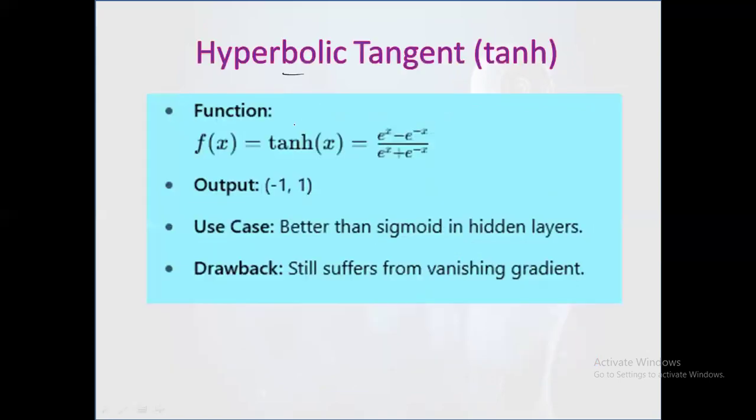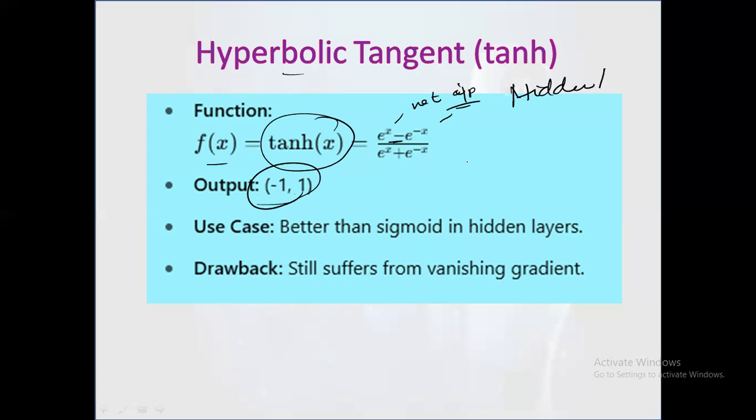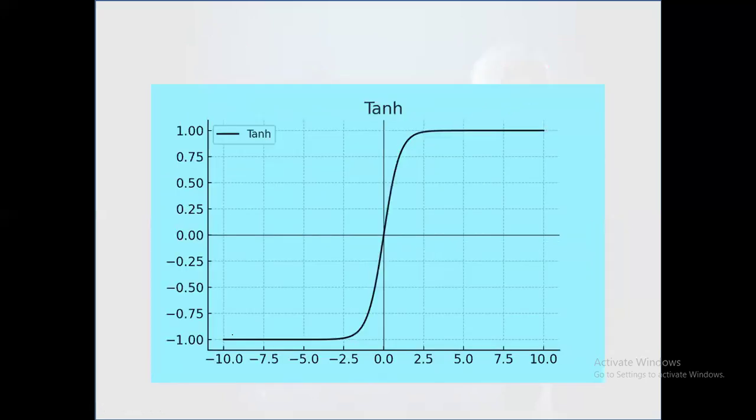The hyperbolic tangent function, f of x, is given by tanh of x, equal to e power x minus e power minus x divided by e power x plus e power minus x. Here x is the net input applied to the neuron. The output value is between minus 1 and 1, and it is better than the sigmoidal function in the hidden layer. We mainly use these functions in the hidden layers, and even though it has advantages, it suffers from the vanishing gradient. This is one drawback of tanh. This is the tanh function.